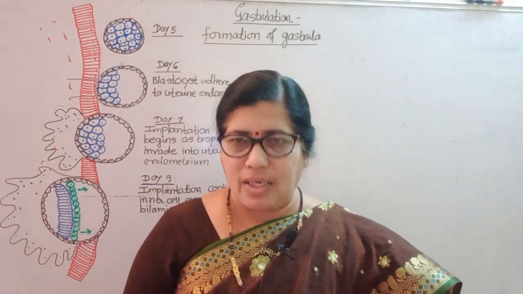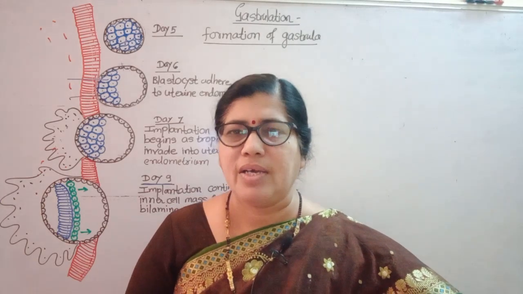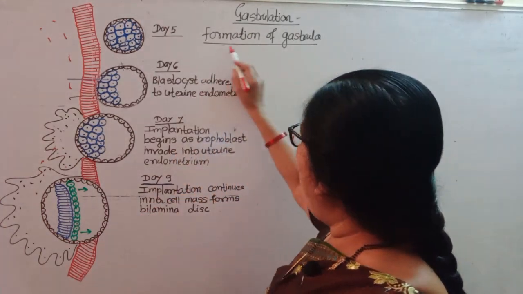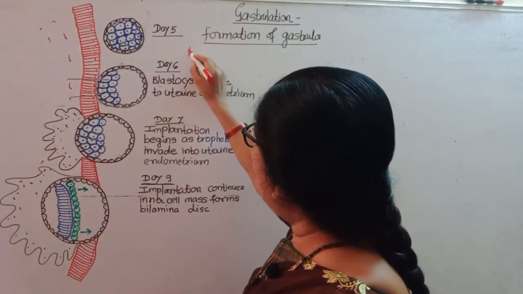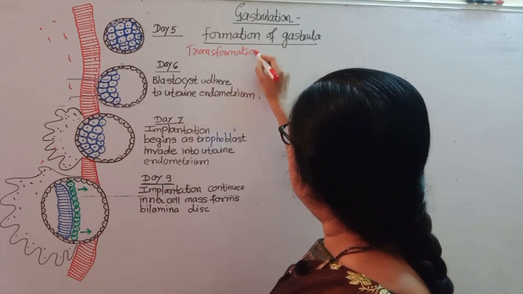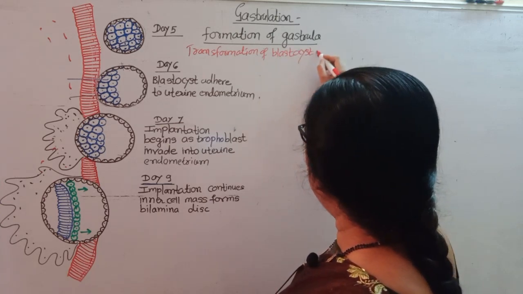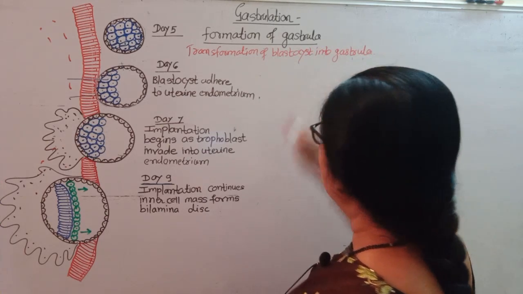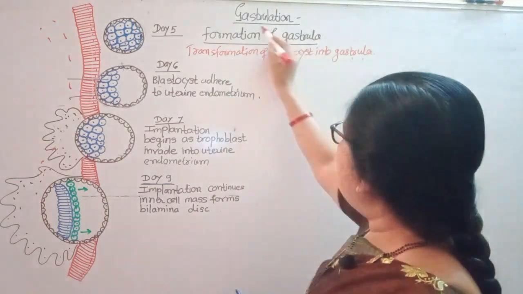Welcome to today's class. In previous classes, we have studied cleavage, blastulation and implantation, and today we will discuss the process of gastrulation. So what is gastrulation? Gastrulation is formation of gastrula, or transformation of blastocyst into gastrula. Transformation of blastocyst into gastrula is called as gastrulation.